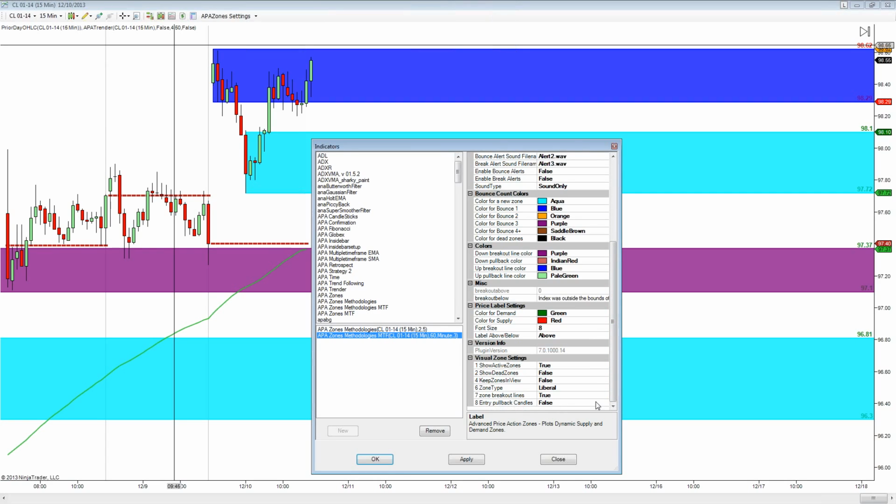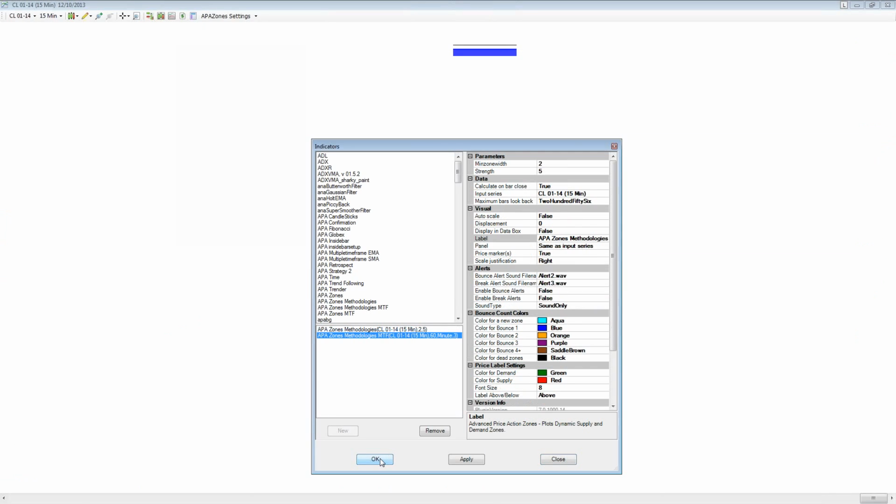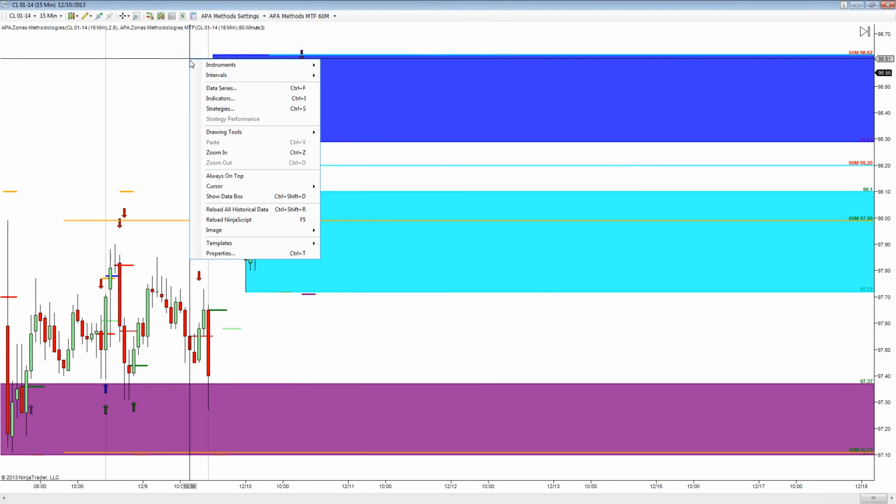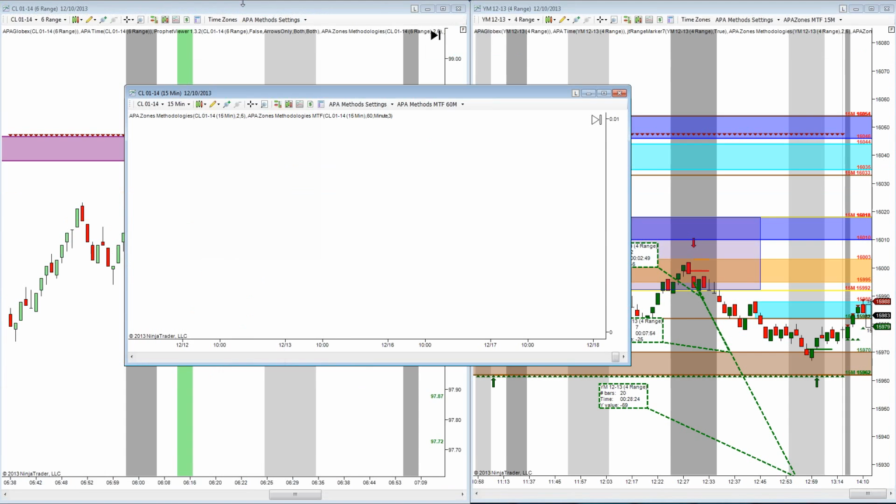You can actually apply this little setting to true, and you notice that 7 and 8 down here are set to zone breakout lines and entry pullback candles. So if we apply those both to true, we're going to get some arrows on our chart here. Oh, I just loaded in 360 days, so that was a lot of data, actually. That was a ton of data to load in.